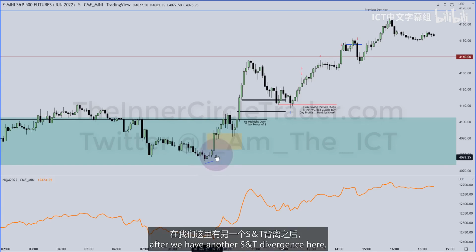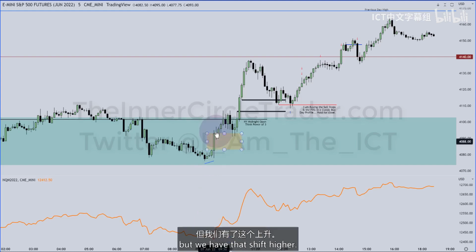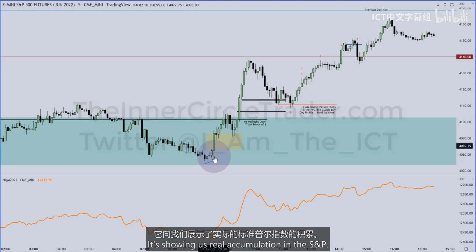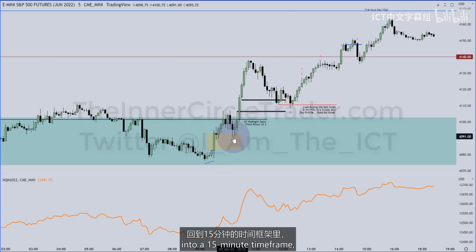So it shifts higher after we have another SMT divergence here. But we have that shift higher. It's showing us real accumulation in the S&P. It rallies. I don't want to chase that. I wait for it to come back down into a 50-minute time frame fair value gap, which it does. Now, am I still buying it there?